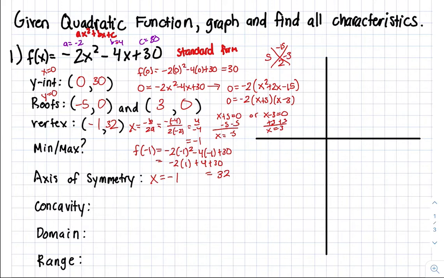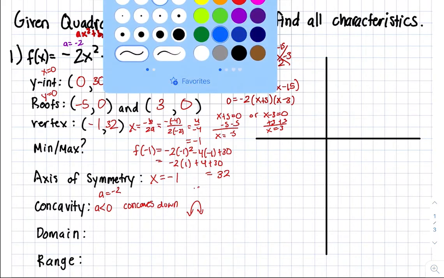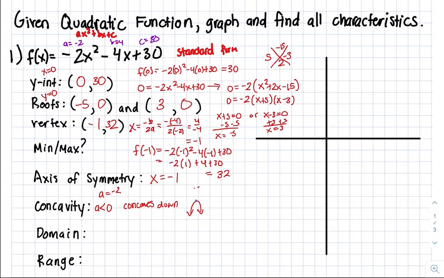Now let's take a look at concavity. You know a is negative 2, so a is less than 0, which means it concaves down, and it's going to give you a sad face. And you guys know, if it gives you a sad face, it's going to give you a maximum value, so it's going to be a maximum.